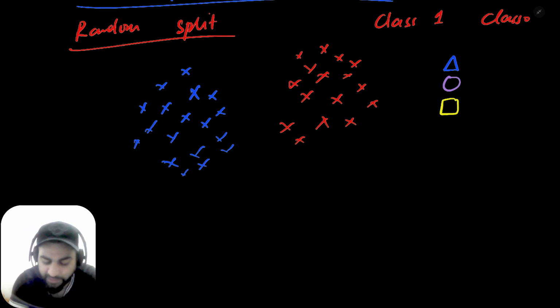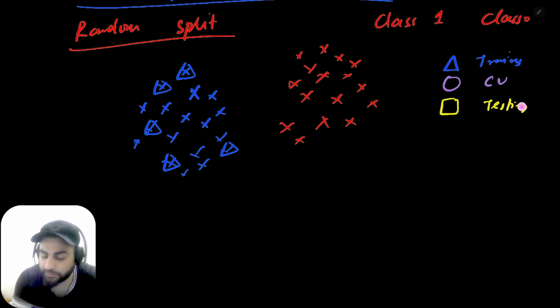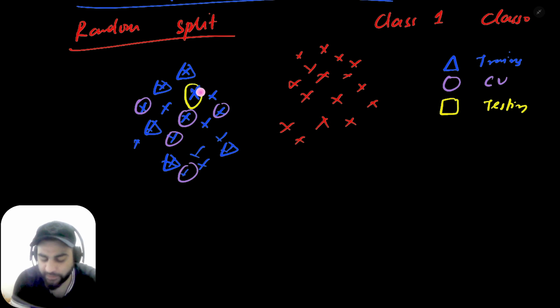So some points will be like training. This point will go into training. And some will go into this. This is our training, I'll write it. This is our training, this is our cross validation, and this is our testing. So here, some points will go like this, and other points, let's suppose, will be testing points.